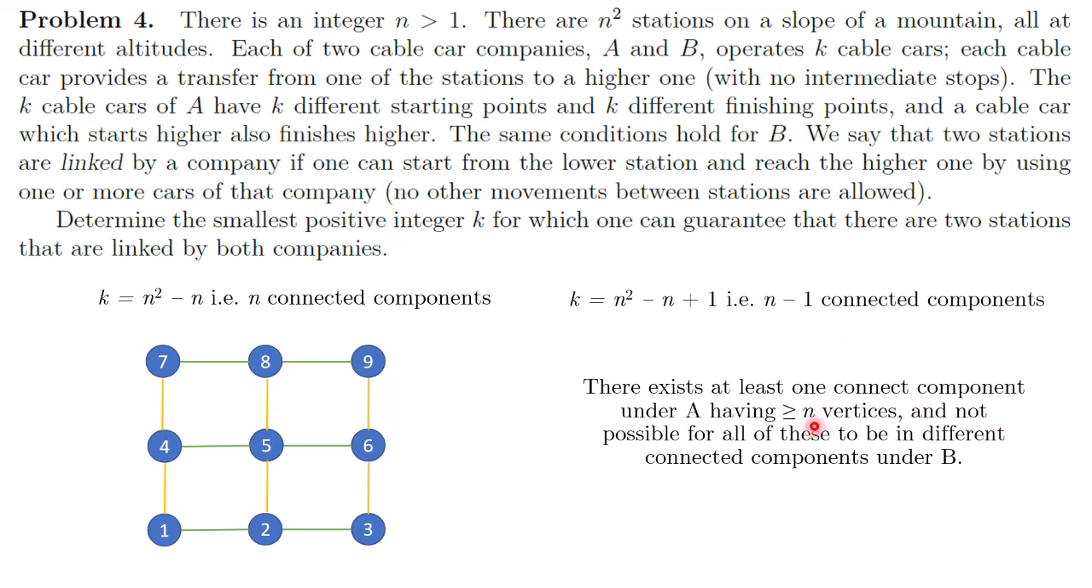And because when we move to B, there is going to continue to be n minus 1 connected components only, all these vertices cannot belong to different connected components under B. There must be some two vertices in that connected component that continue to be in the same connected component under B. So in this case, we can guarantee that there will always be two stations that are in the same connected component, whether under A or under B. Therefore, the answer is n squared minus n plus 1 as required.